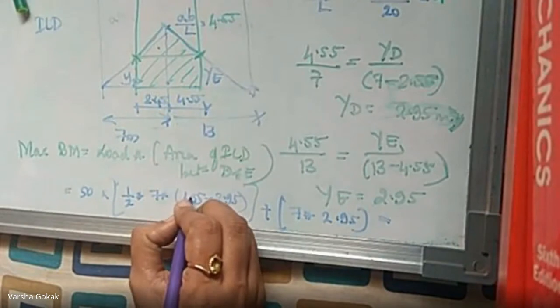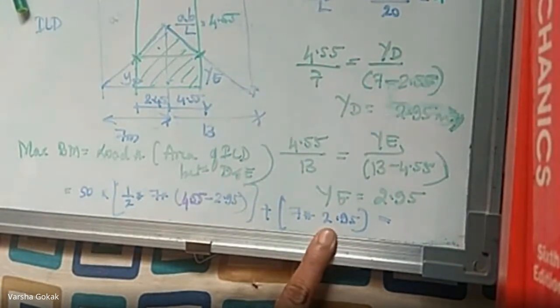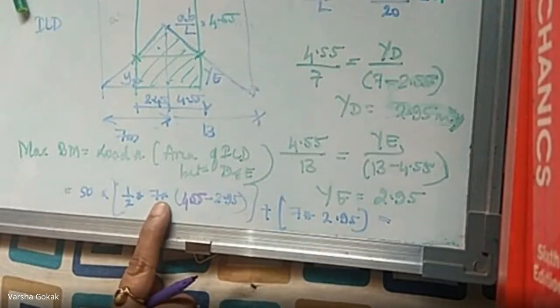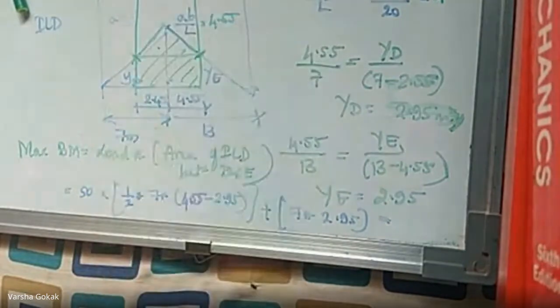Is it visible or not? Seven into 2.95 plus half, base is 7, height is 4.55 minus 2.95. This is the height of the triangle, no? That into 50. What is the bending moment you're getting?